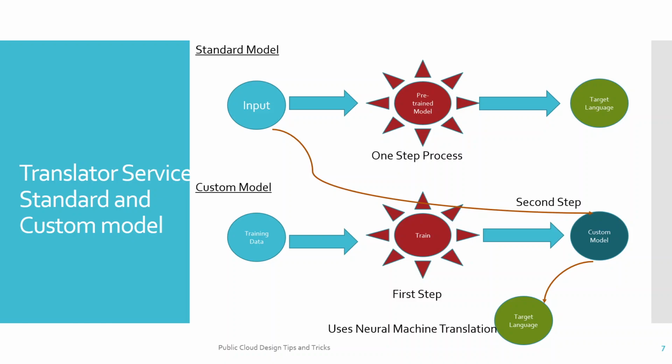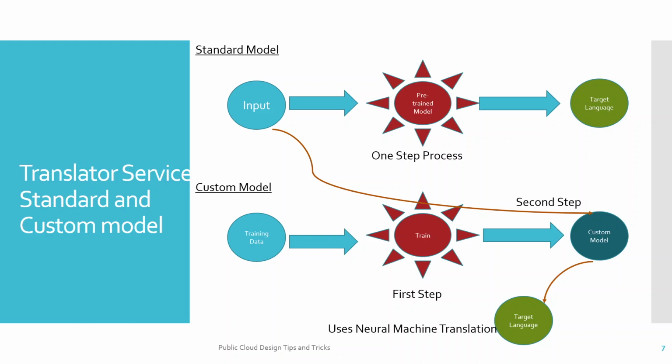Now there are two kinds of models possible in translator service: standard model and custom model. What is the standard model? It's a one-step process where you already have a pre-trained model, and that pre-trained model will take an input text and convert it into the target language text. So that is the standard model.